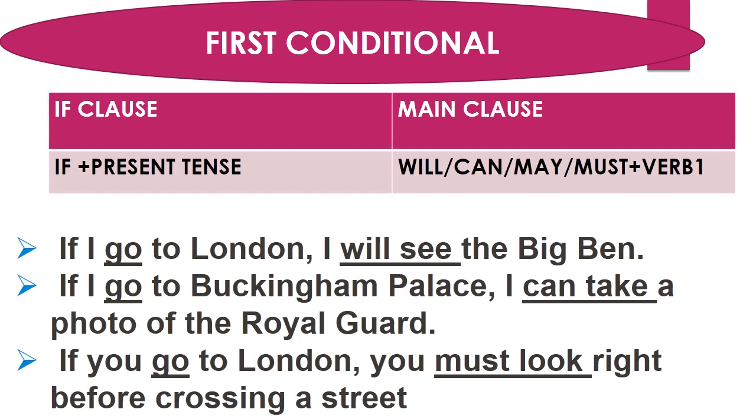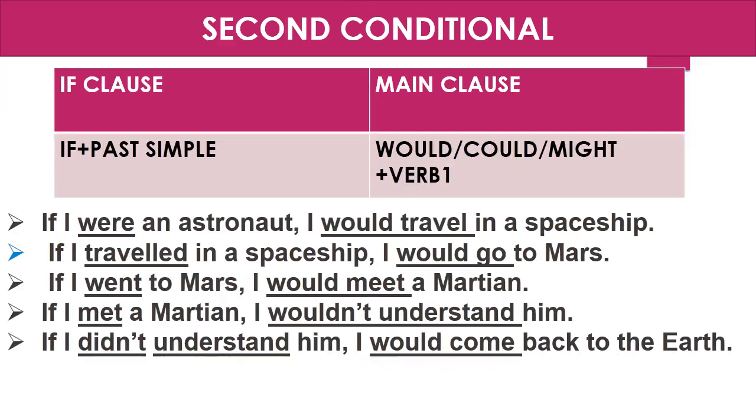Now let us discuss second conditional. In second conditional, in if clause we use simple past or past indefinite tense, that is second form of the verb, and in main clause we use would or could or might plus first form of the verb. For example, if I were an astronaut, I would travel in a spaceship. So in if clause we have used were, that is simple past, and in main clause we have used would travel, would plus first form of the verb.